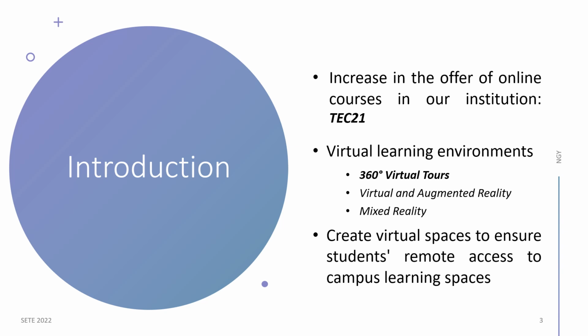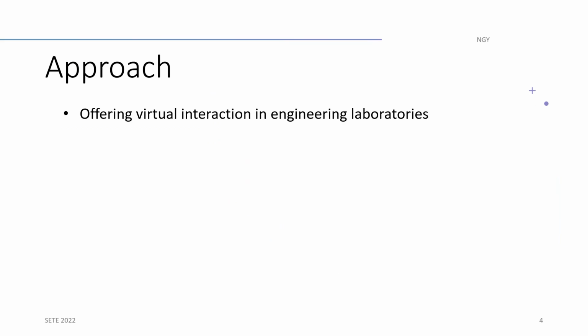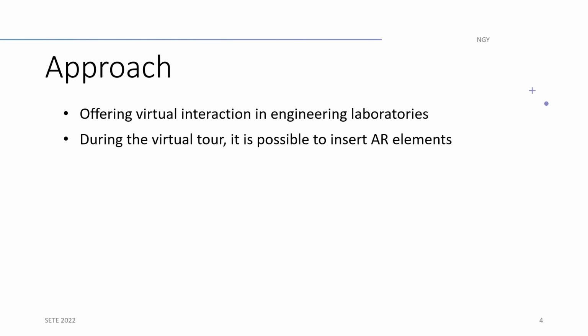Creating virtual spaces to ensure students remote access to campus learning spaces with the aim of developing competencies and skills for the use of existing equipment in the engineering laboratories. This proposal offers virtual interaction in engineering laboratories. During the virtual tour, it is possible to insert AR elements such as images, links to instructional videos, or visual elements overlapping the machines as a tool to point out their components.